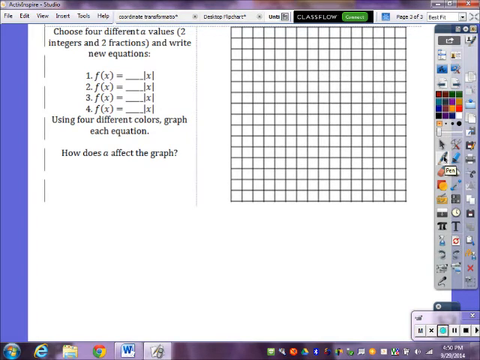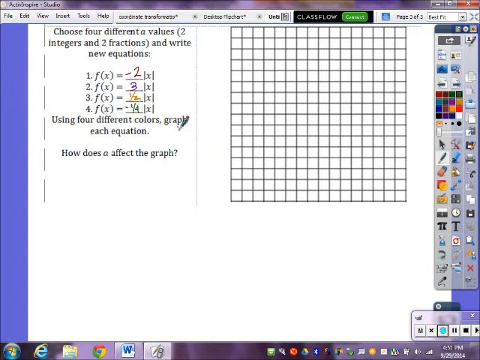First I'm going to pick some numbers, and it says choose 4 different a values, 2 integers, and 2 fractions. Remember, integers are non-decimals. So I'm going to pick a -1, and I'm going to pick a +1. And then 2 fractions. So I'm going to go pretty easy here, and I'm going to go with 1/2. And let's choose a negative fraction, say -1/4.